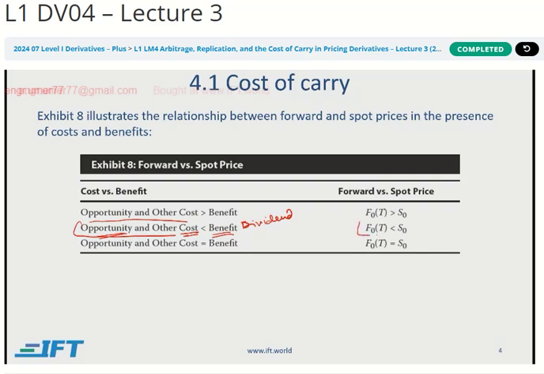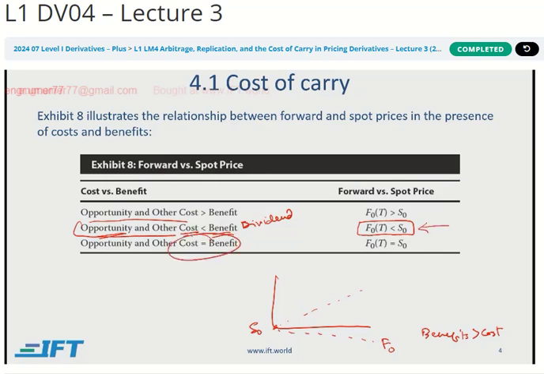In that situation, because the benefit is greater than the cost, you will have something like this: this is the spot price, and instead of going up, it will be going down, because the future price will be less than the spot price. The benefit is greater than the cost, to the extent that it's even greater than the opportunity cost. So it is more than compensating the holder of the asset for the risk-free rate. So the future price is going to be less than the spot price.